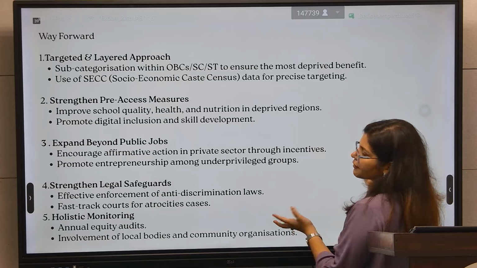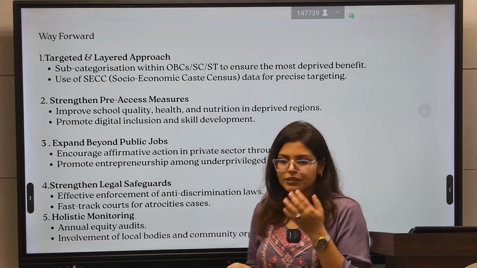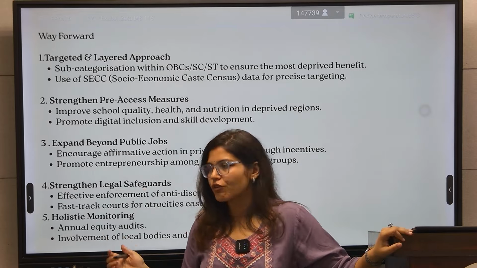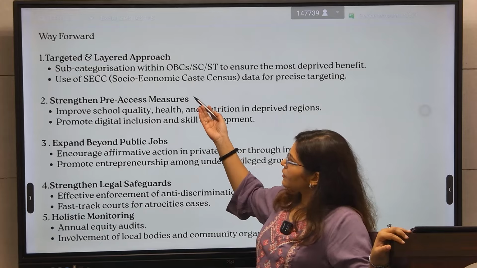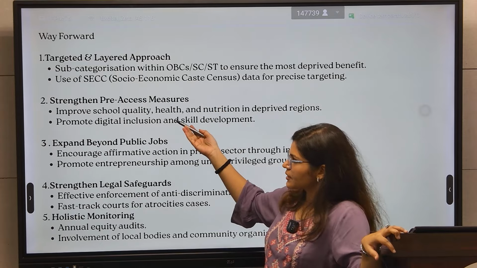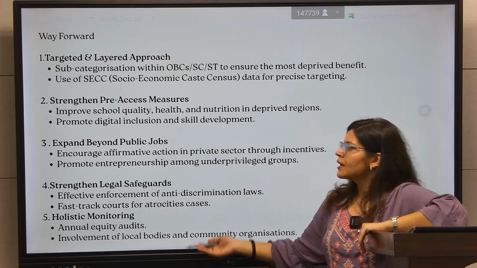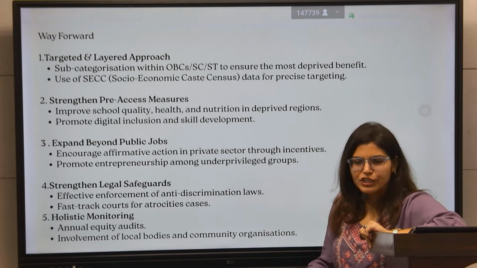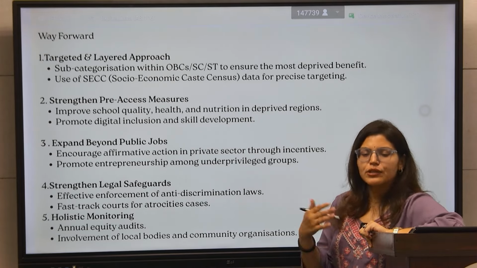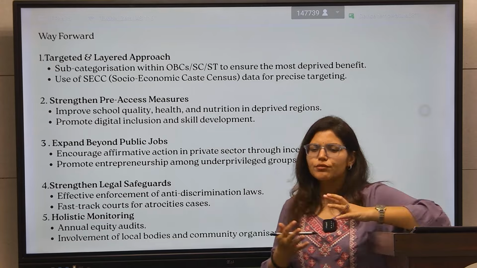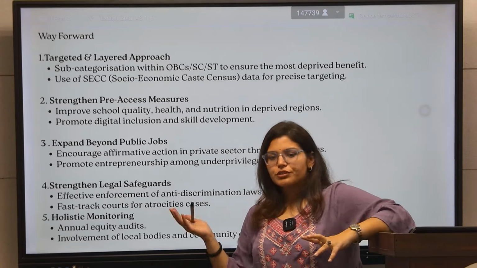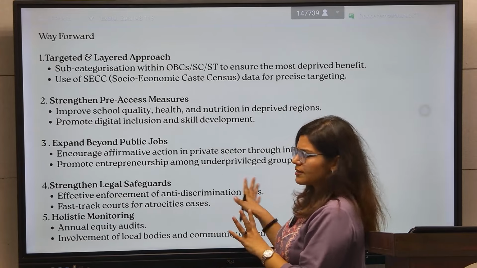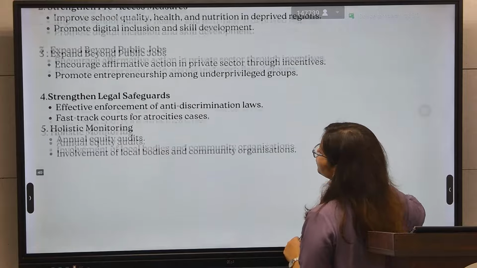Then way forward, give 3 or 4 points. One is a targeted and layered approach: strengthen pre-access measures, improve school quality, expand beyond public jobs, strengthen legal safeguards, vocational training, capacity building, community engagement. So these 4-5 points on way forward you have to give. This is our best solution for this type of question.